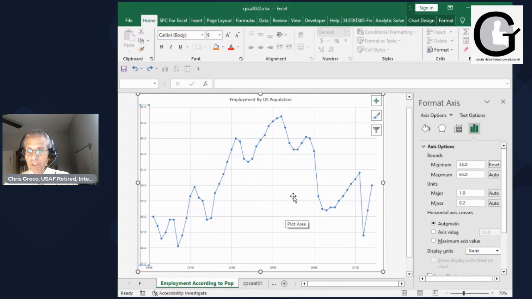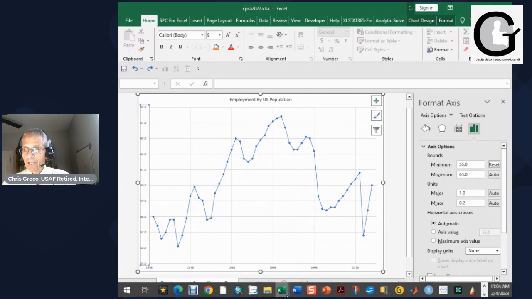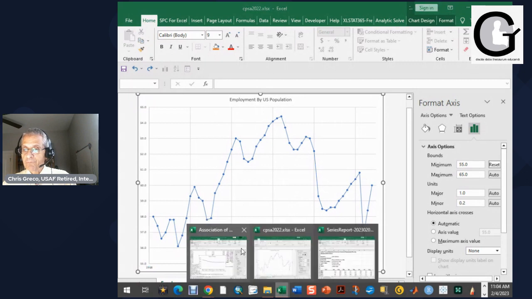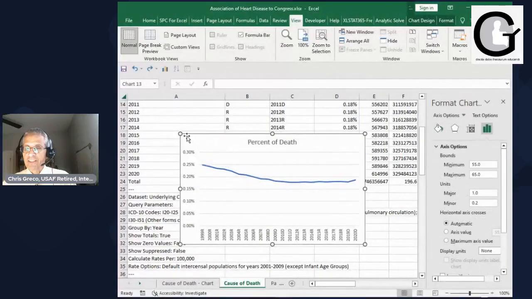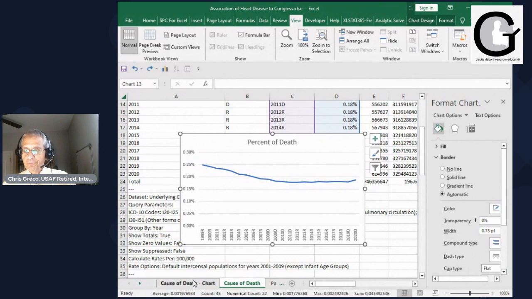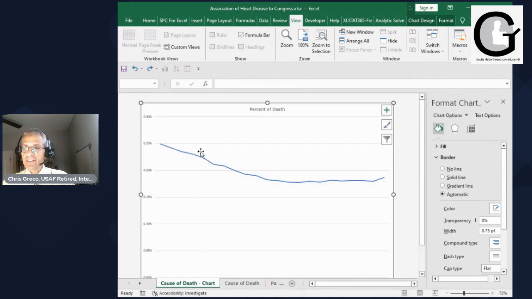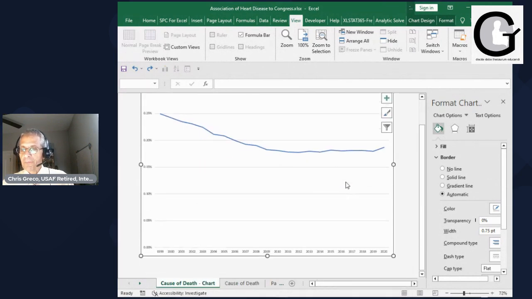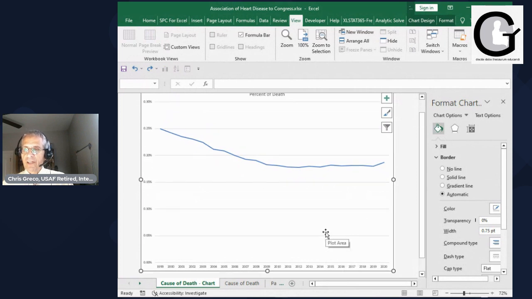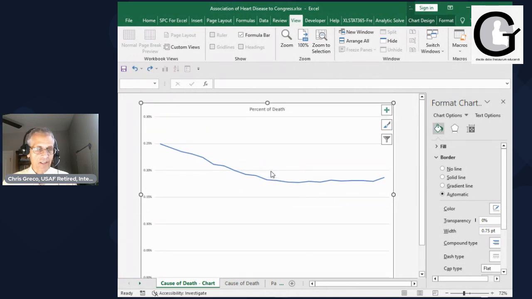So you have to be really, really careful about how you do things and what you do. Now, based on that, what I would like to do is something like this. This is the percent of death. And what I did was I took the percent of death from heart disease. February is Heart Disease Month, so we're switching.